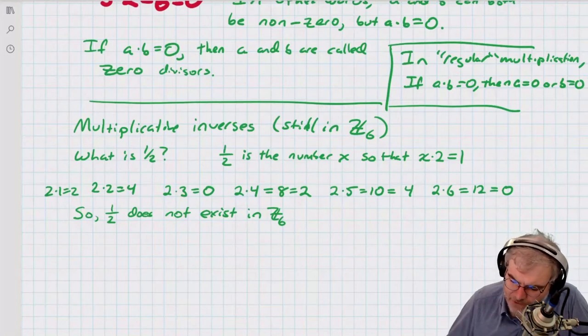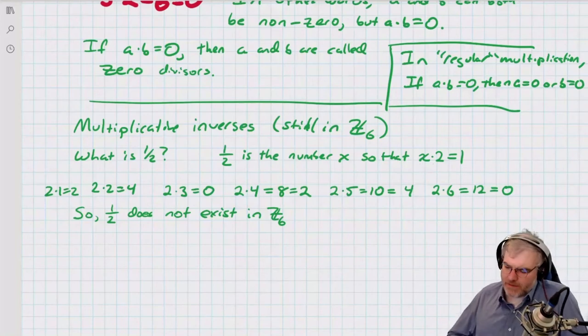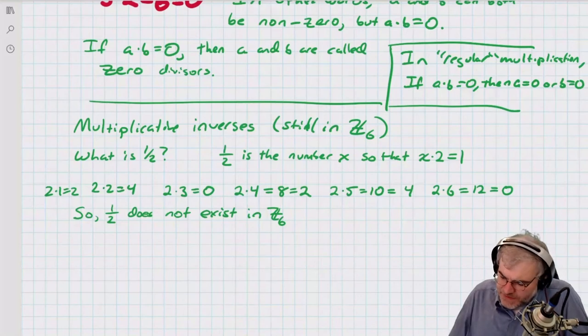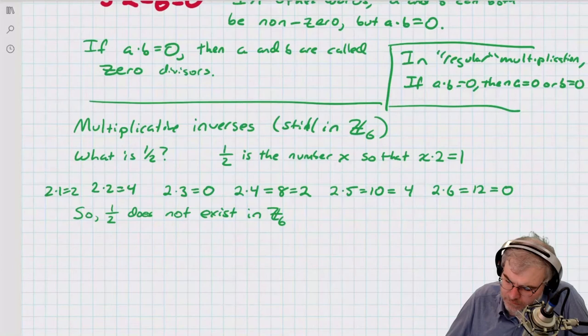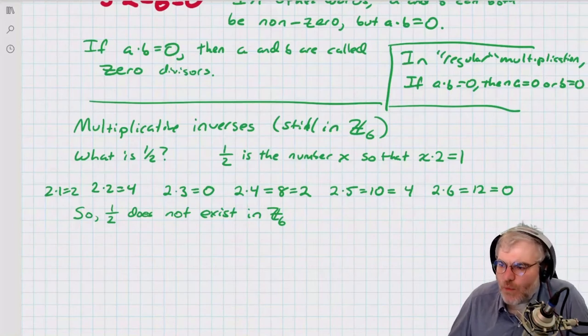I want the number x so that x times 2 equals 1. Is there such a number? There's not. I just ran through them all to check, right? 2 times 1 is 2, 2 times 2 is 4, 2 times 3 is 0, 2 times 4 is 2, 2 times 5 is 4, 2 times 6 is 0. There is no 1 half.